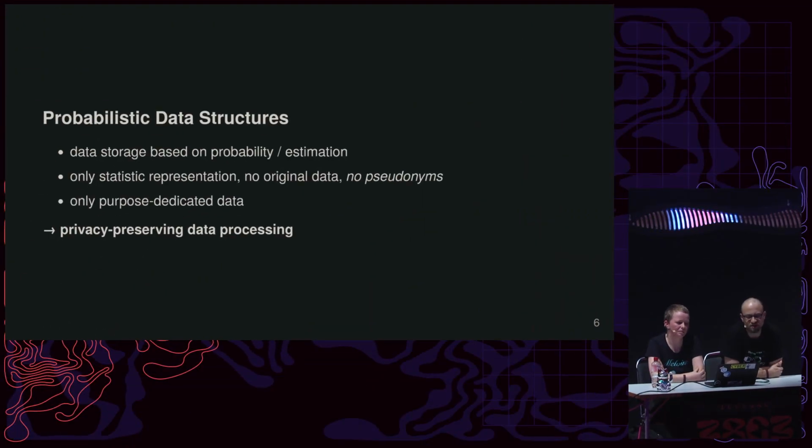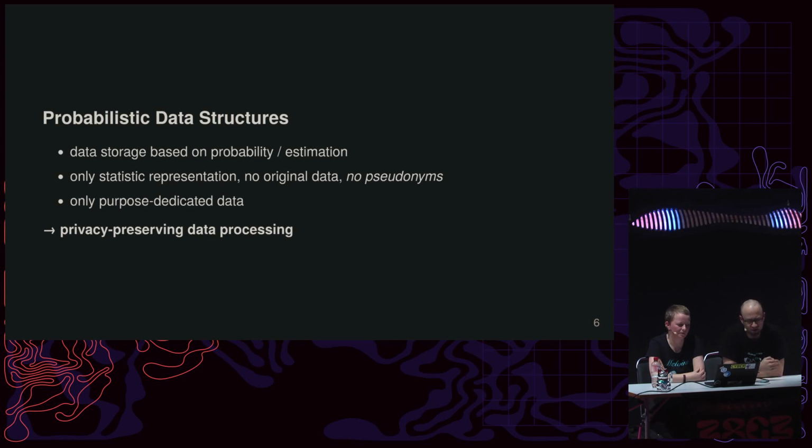And so in my research, I came up with a method to store that kind of data, and this is a method that's called probabilistic data structures. It's a data storage which is based on probability, or you can also say estimation. That means that you only store statistical information about the data, and there's no original data in the storage you have, and there's also, very important, no pseudonyms.